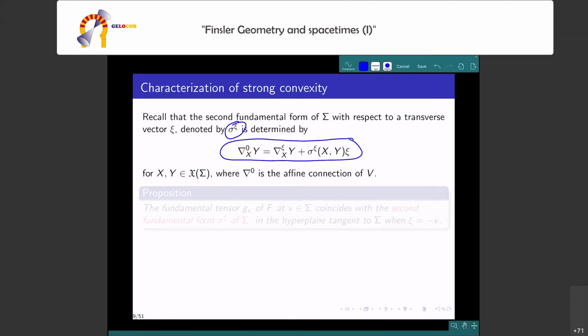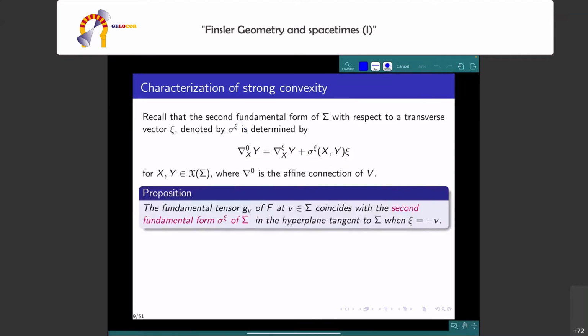So, this connection can be decomposed into a part tangent to the indicatrix, which is the induced connection, and then a part proportional to psi. And the factor of proportionality is the second fundamental form. In principle, this depends on the transverse direction. You can prove that the fundamental tensor g_V restricted to the indicatrix coincides with the second fundamental form of the indicatrix when you consider psi the opposite of the position vector.